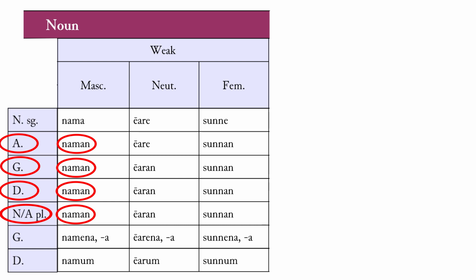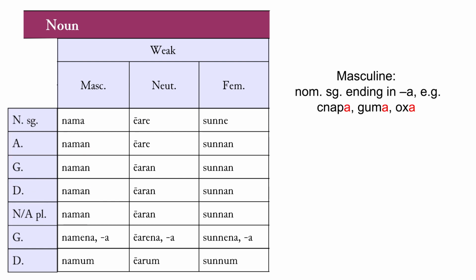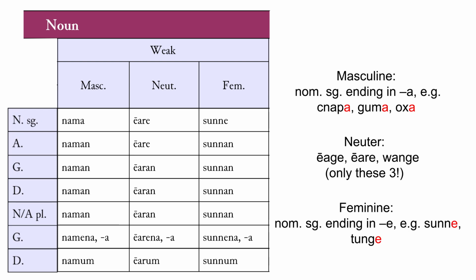Weak nouns have 3 different genders. Masculine weak nouns have a nominative singular ending in -a, as in cnapa, boy, guma, man, and oxa, ox. Neuter weak nouns are very easy to recognise because there are only 3 of them: ēage, ēare, and wange: eye, ear, and cheek. Feminine weak nouns have a nominative singular ending in -e, such as sunne, sun, and tunge, tongue.